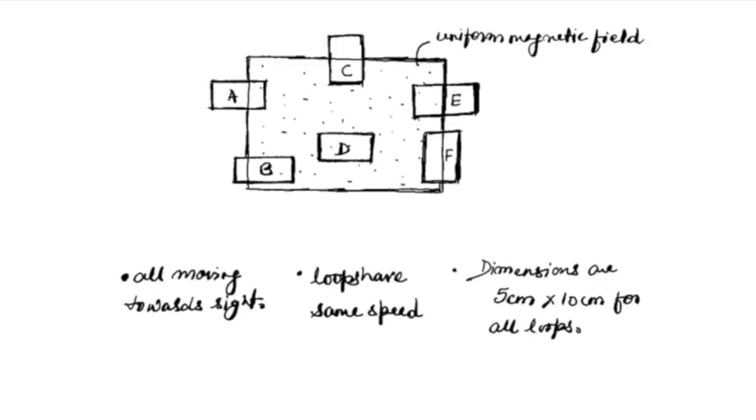Thank you. So let's have this question as our last question for this video. Here there is a rectangular section in which the magnetic field is present, shown with the dots. Remember, this is a uniform magnetic field. A dot means it is coming out of the page. And these are loops. They are all identical, with dimensions 5 centimeters by 10 centimeters, and they have the same speed.